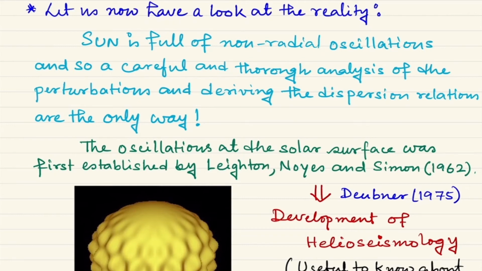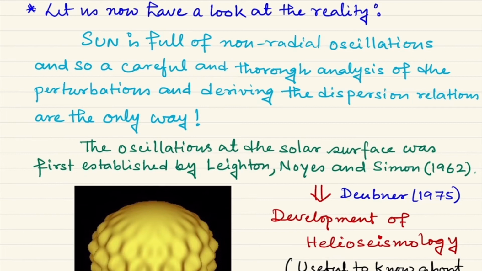Many people are currently working on this subject of solar oscillations, and this is known as the subject of helioseismology. In general, when we are talking about the oscillation of stars, we talk about asteroseismology, and just for the Sun, this is known as helioseismology.